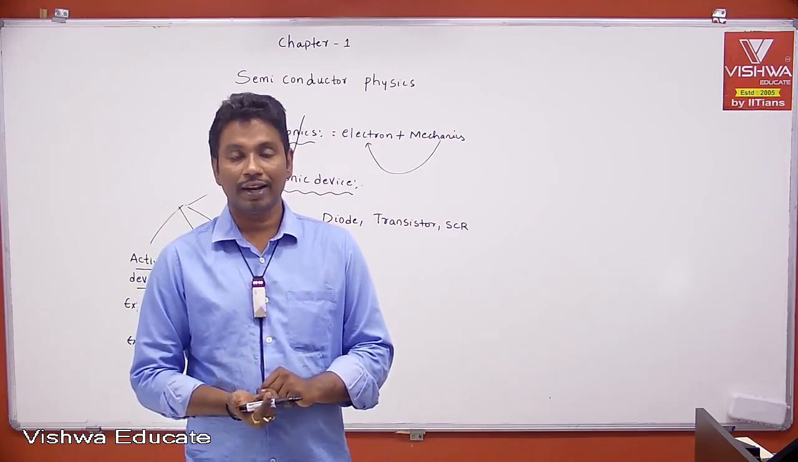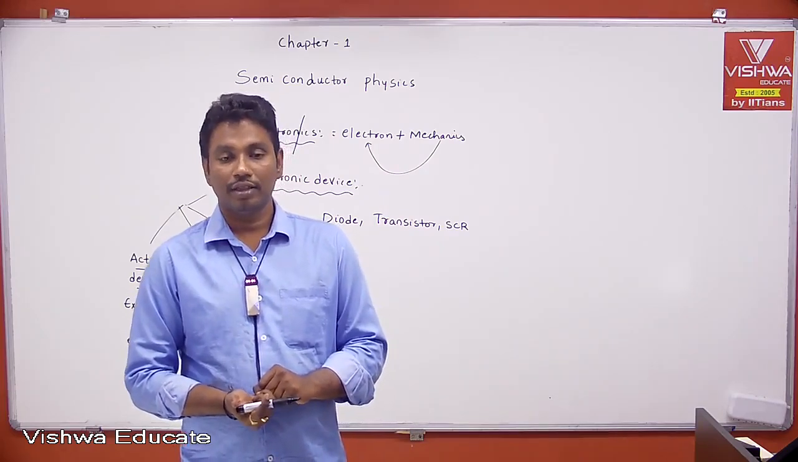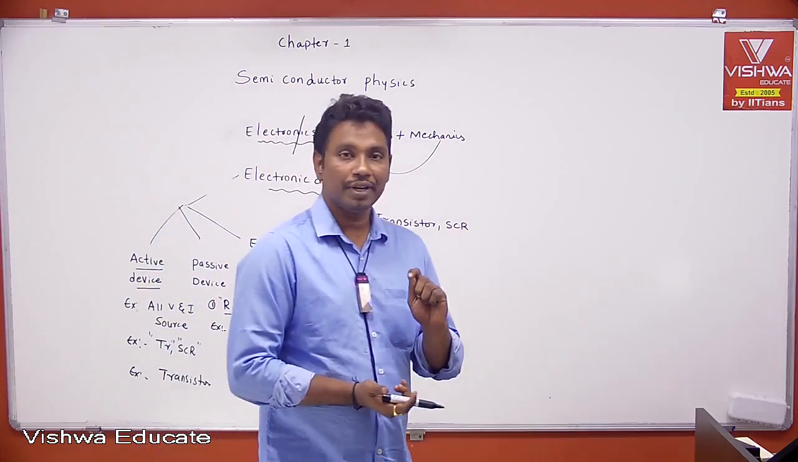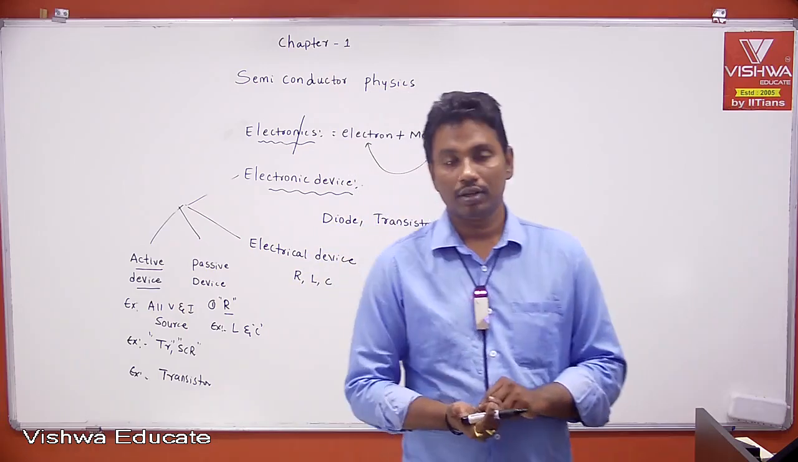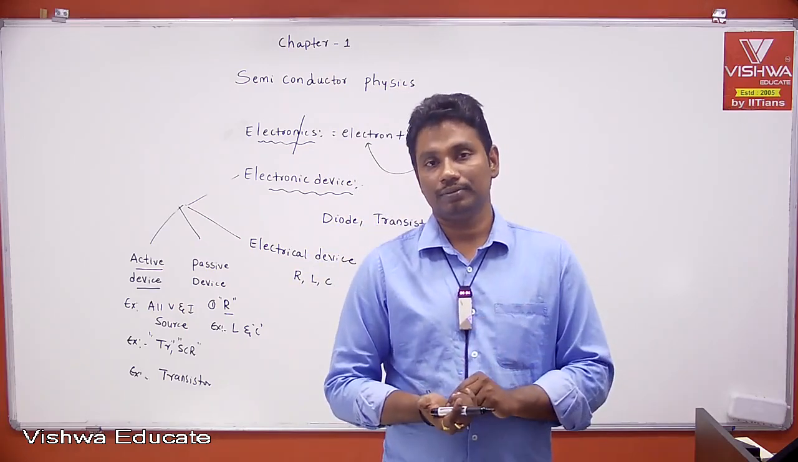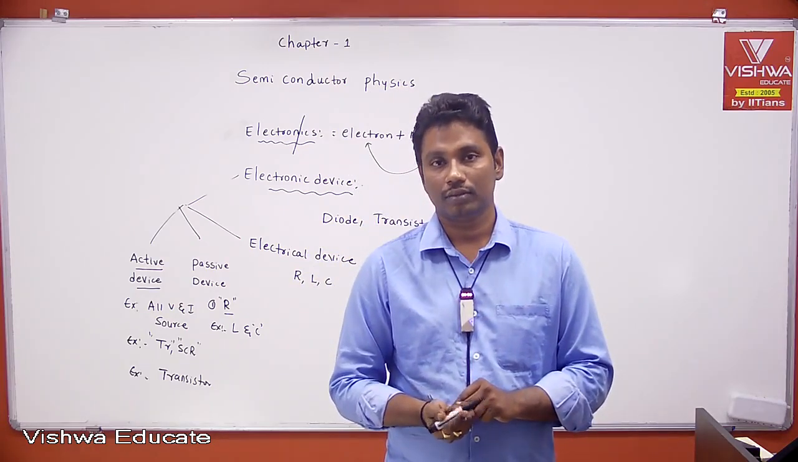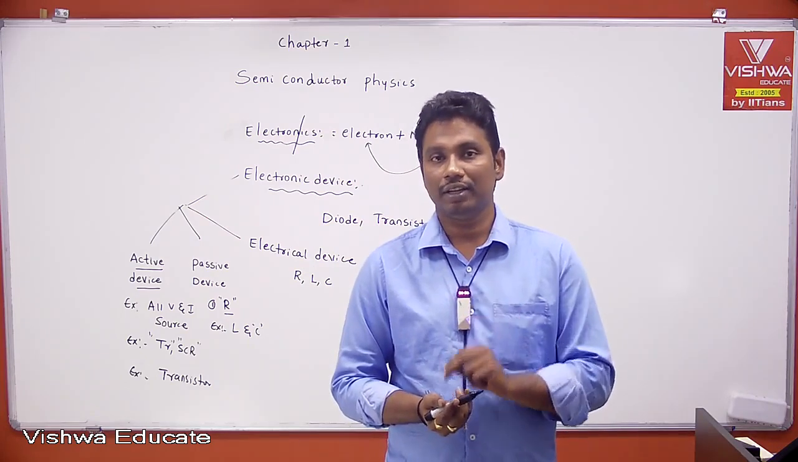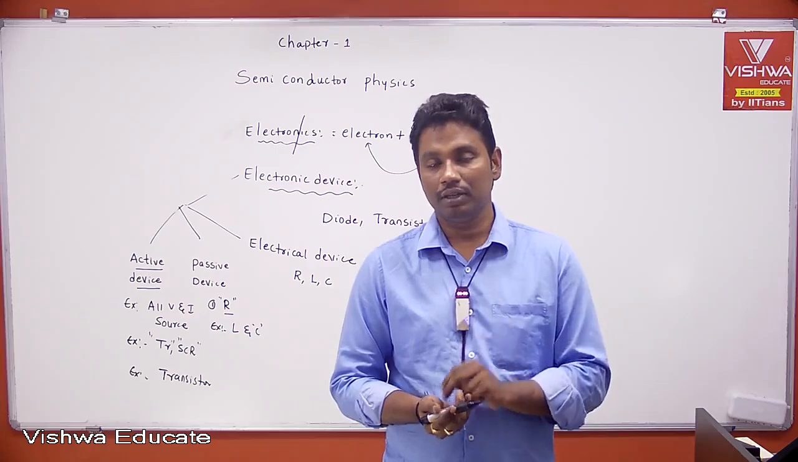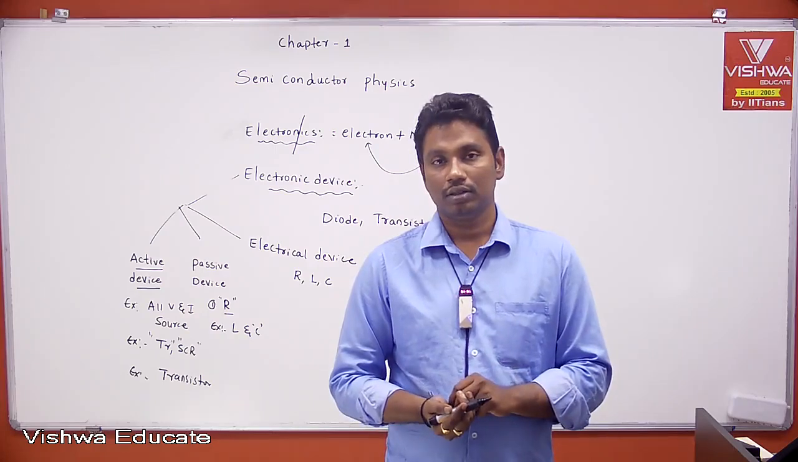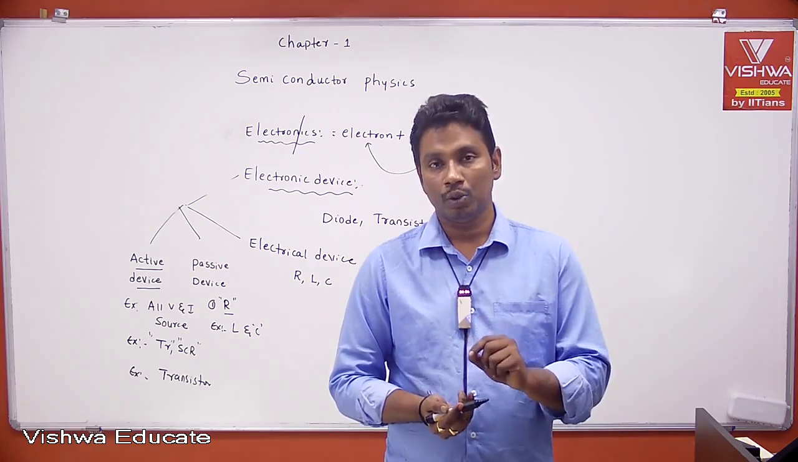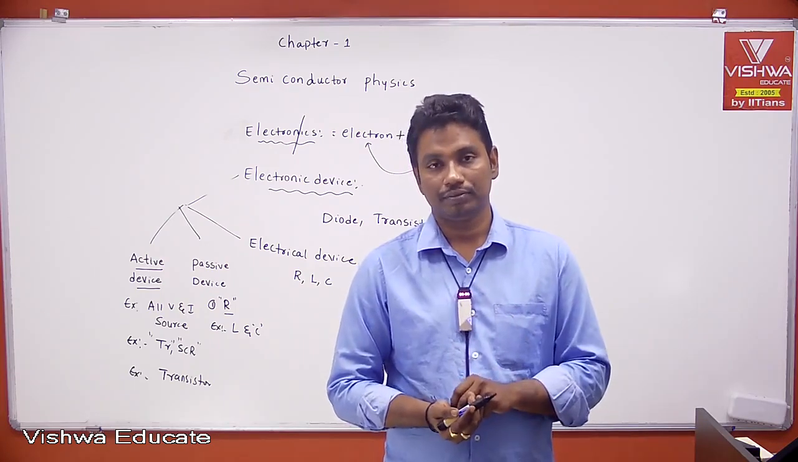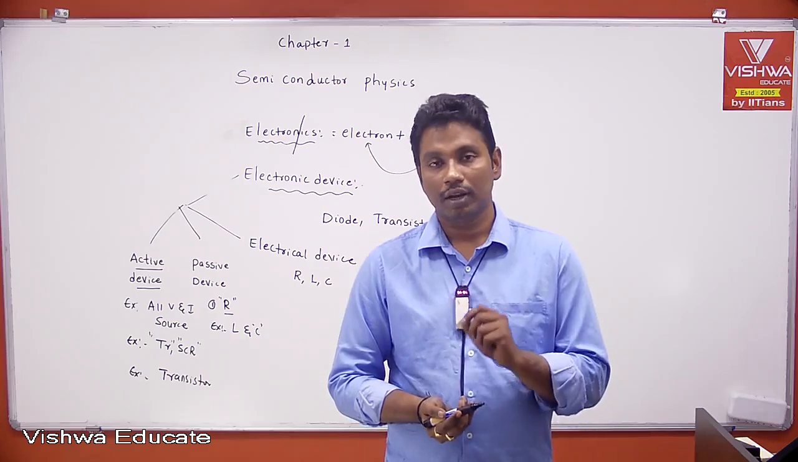Next heading, electronic device: the device which is made with semiconductor material. Examples: diode, transistor, SCR.